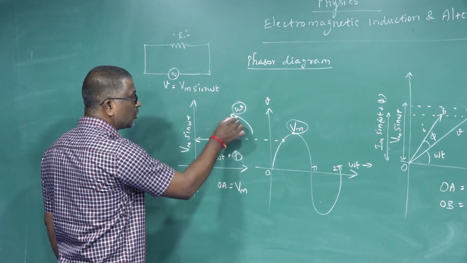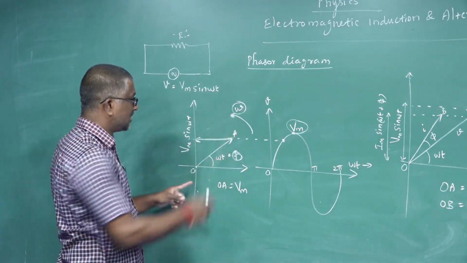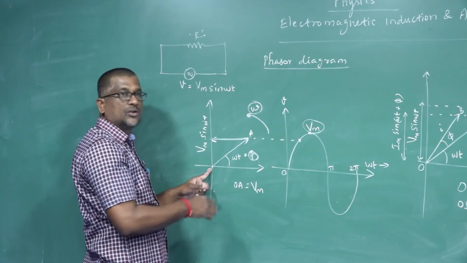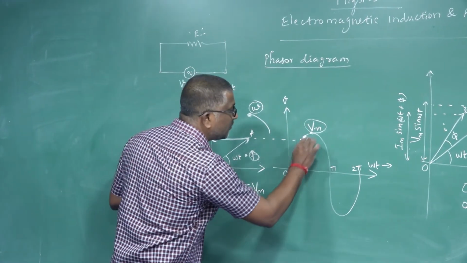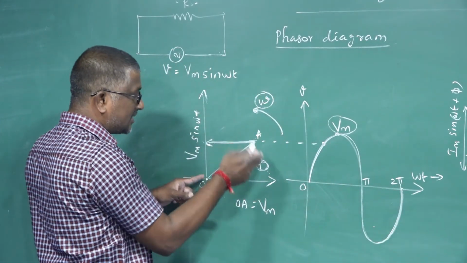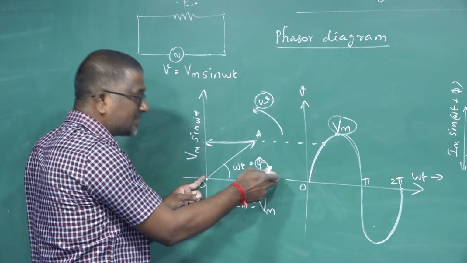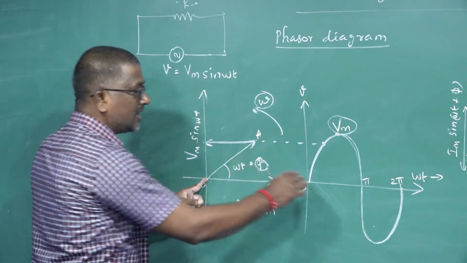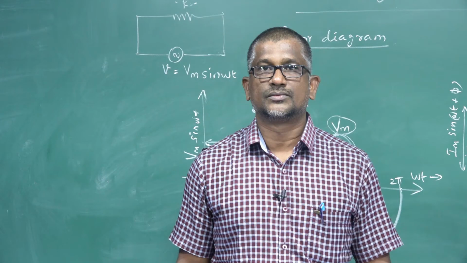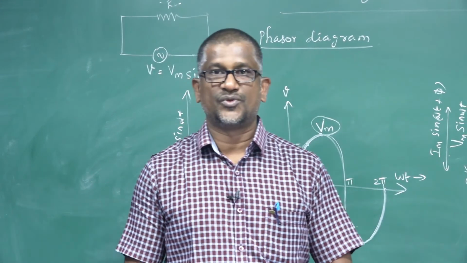This phasor rotates with a constant angular velocity. If the phasor completes one rotation, one complete waveform is produced like this. If the phasor rotates from this reference axis and completes one cycle or one rotation, then one complete waveform is generated. Right, phasor over.